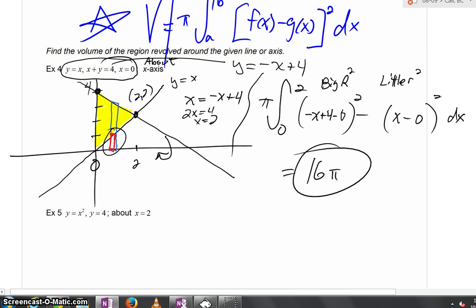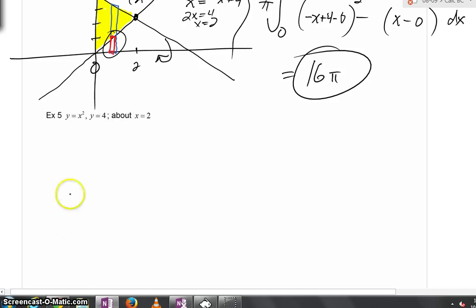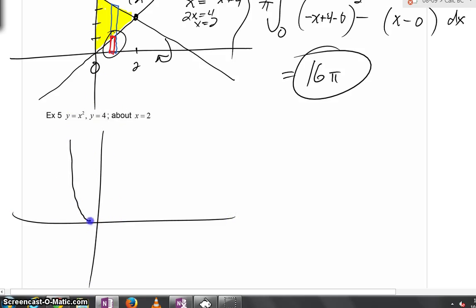Yeah? All right, maybe we could set up this last one, hopefully. Y equals x squared. And then I've got y equals 4. Sometimes kids are like, we've already done this problem. No, we didn't. It looks like we did. It sure looks like we did. But now we're going to revolve around x equals 2. Oh my gosh.